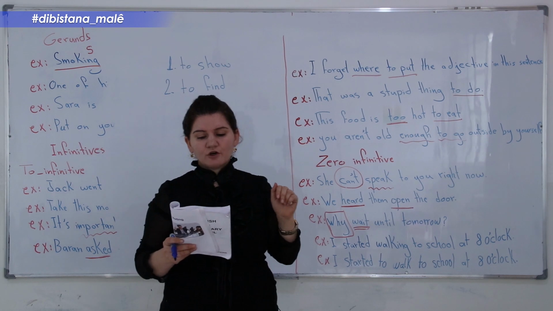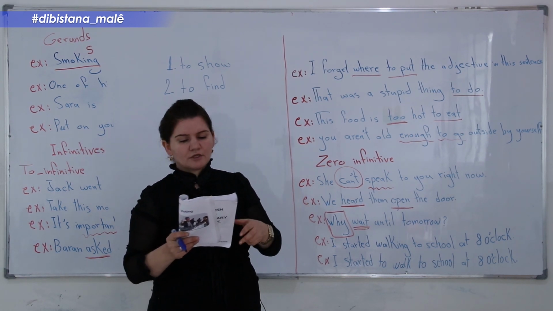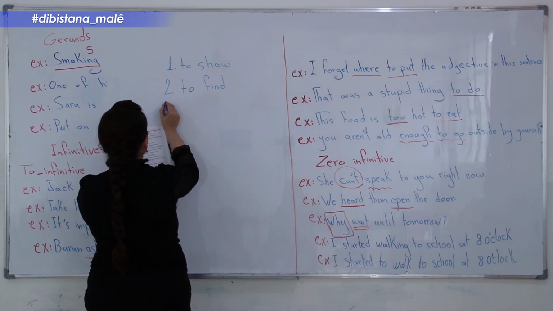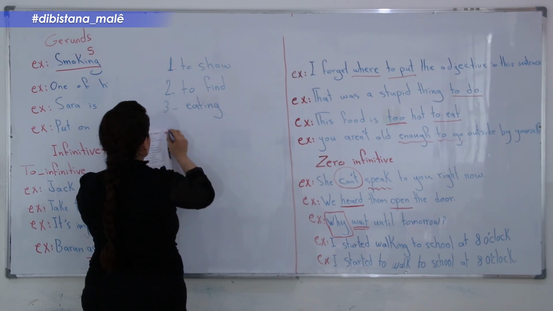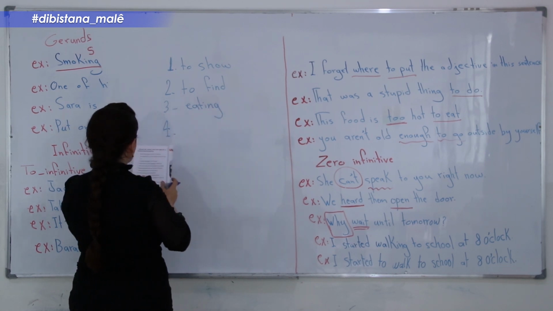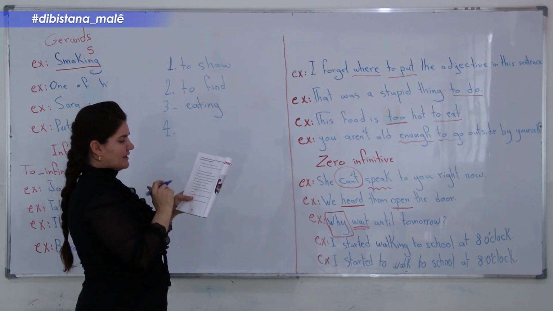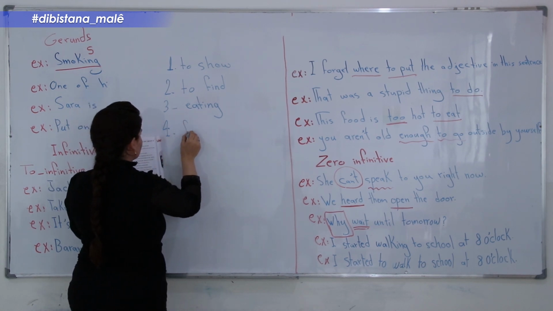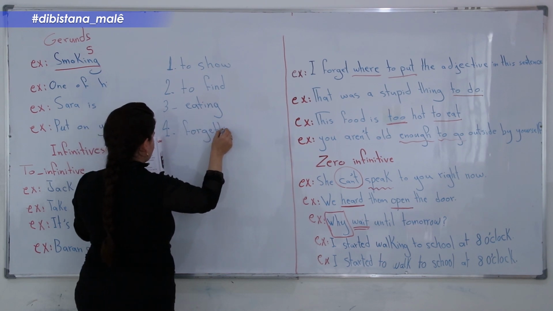Number 3: I avoid to eat or eating too much sugar. Because we have avoid, we choose eating. Number 3, eating. Number 4: Robar keeps to forget or forgetting to feed the cat. Again, we have keeps, so the correct answer is forgetting.